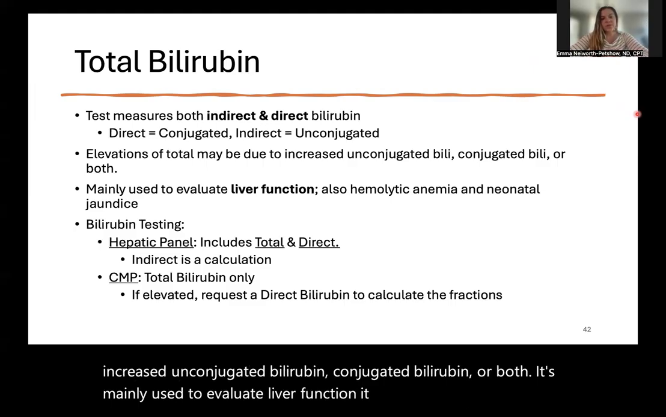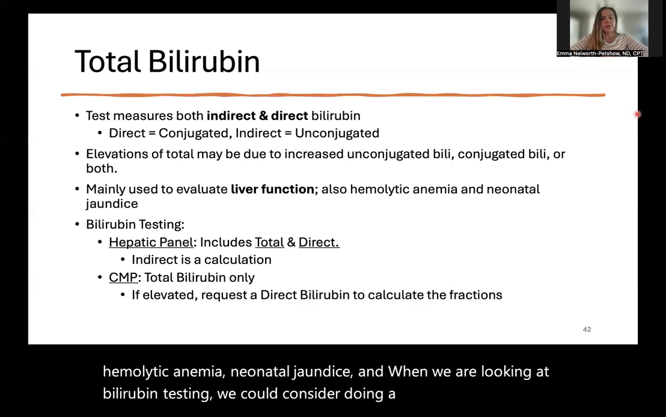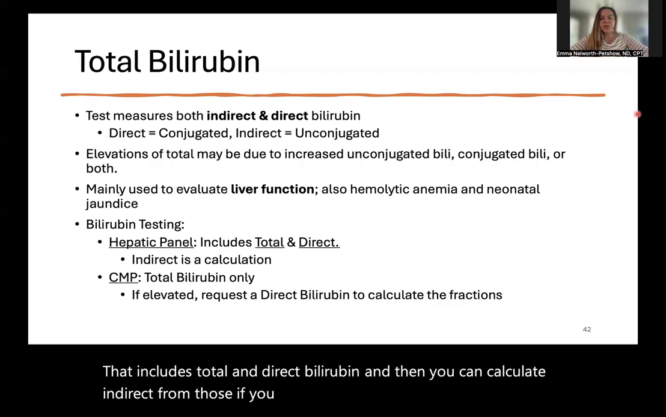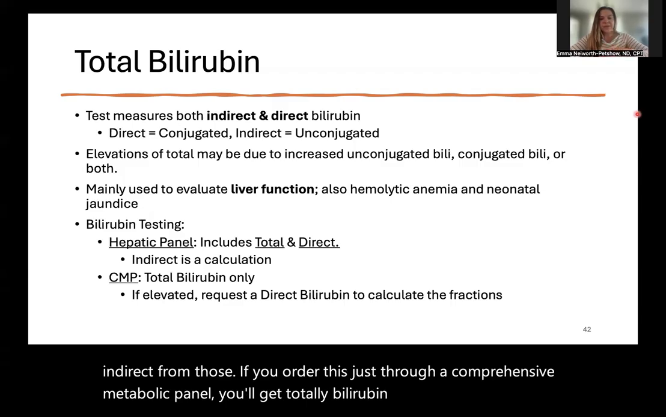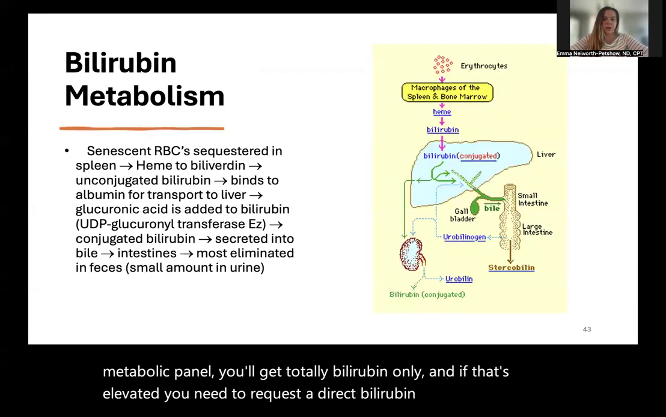It also can be used for hemolytic anemia and neonatal jaundice. When we are looking at bilirubin testing, we could consider doing a hepatic panel that includes total and direct bilirubin, and then you can calculate indirect from those. If you order this just through a comprehensive metabolic panel, you'll get total bilirubin only. And if that's elevated, you need to request a direct bilirubin to calculate the fractions.